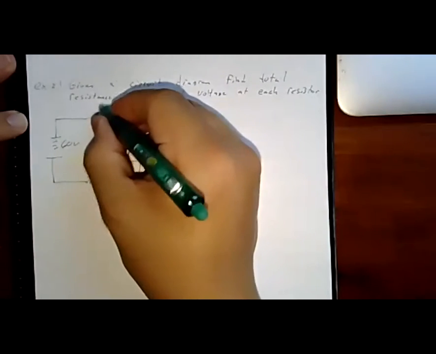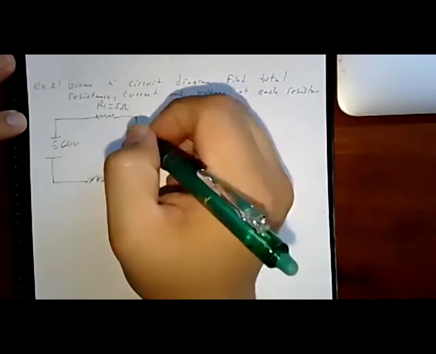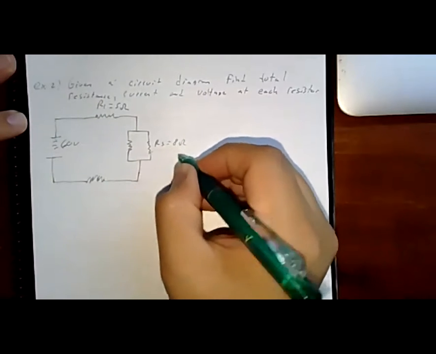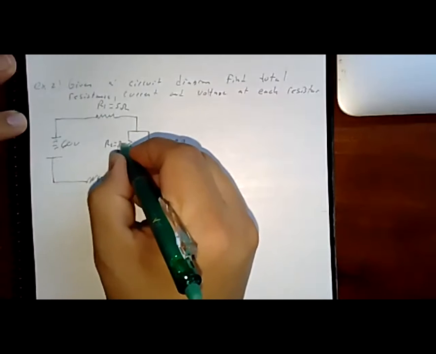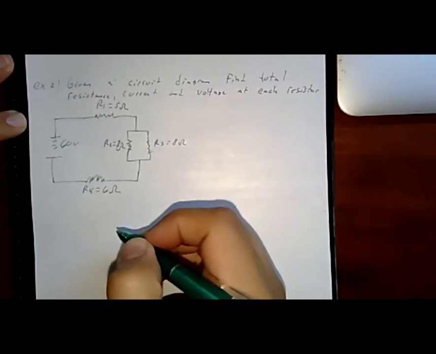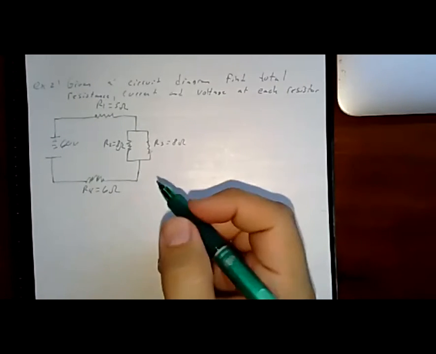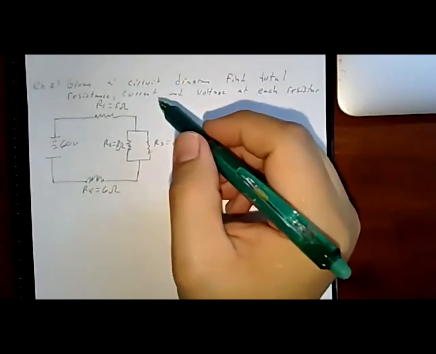Okay, so 60 volts here. R1 is 5 ohms. R3 is 8 ohms. R2 is 8 ohms. R4 is 6 ohms. Okay, so let's create an equivalent circuit. Make this a little easier. We don't really have to, but let's make one just for fun, right?